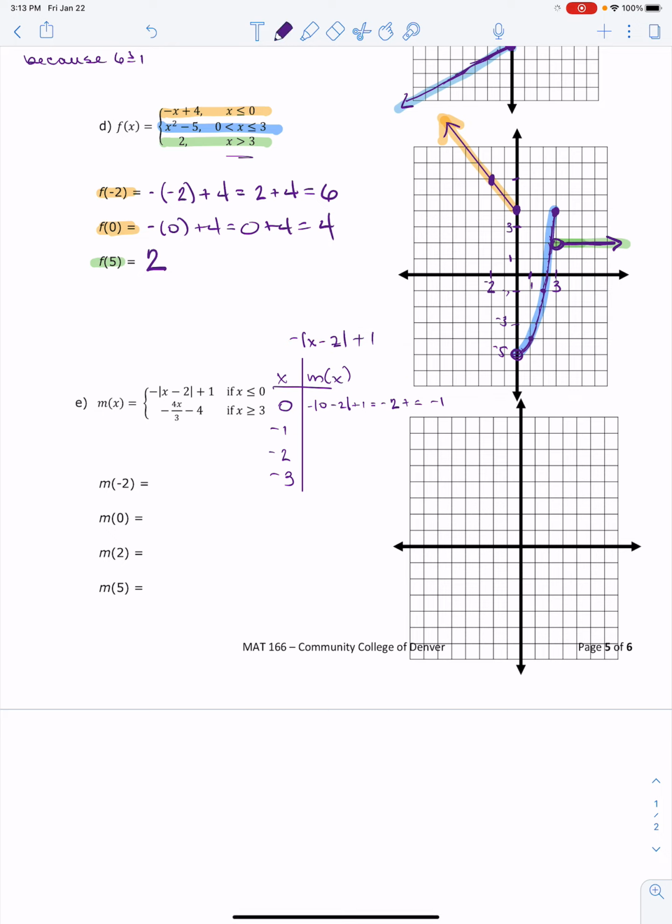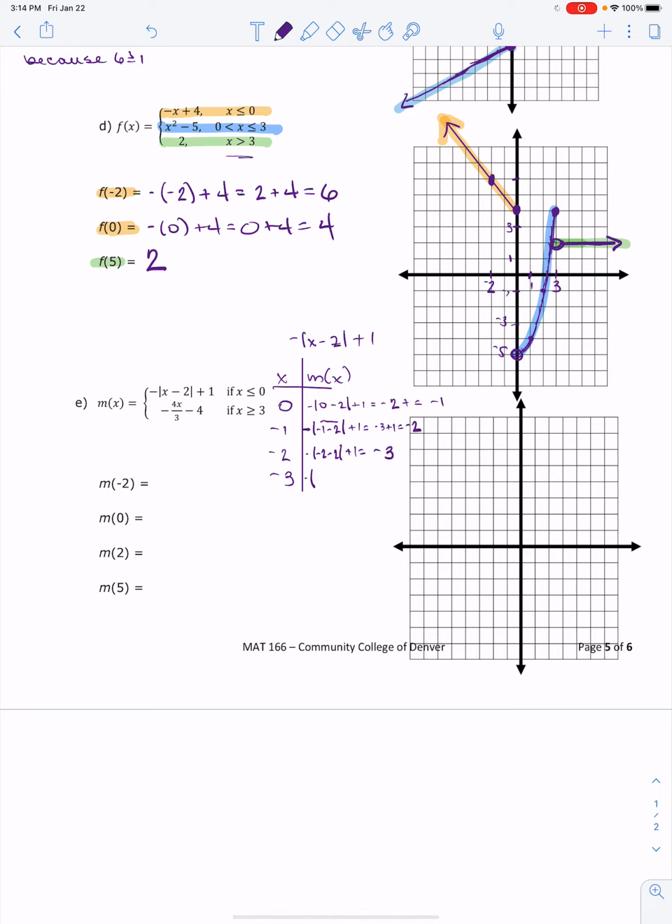Okay, negative 1. I got negative 1 minus 2 plus 1. This here is going to be negative 3. The absolute value of negative 3 is positive 3, which I'm going to make it a negative because of this. I get negative 3 plus 1, which is negative 2. We plug in negative 2. Negative 2 minus 2 is going to give me a negative 4. Absolute value of that is positive 4. I end up with negative 4 plus 1, which is negative 3.